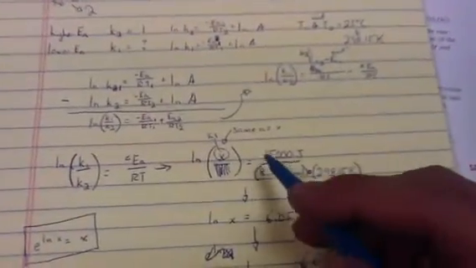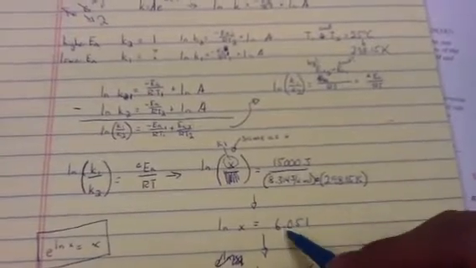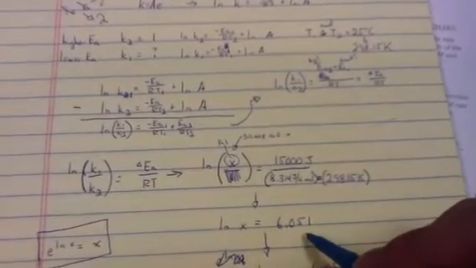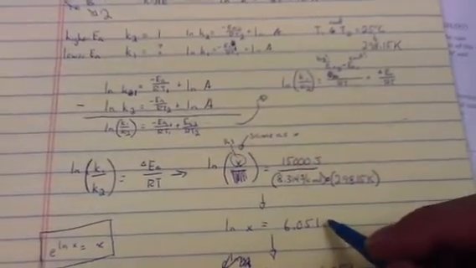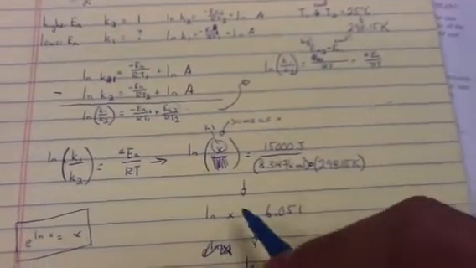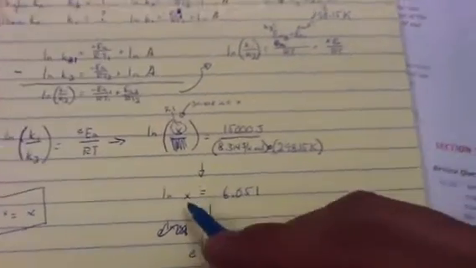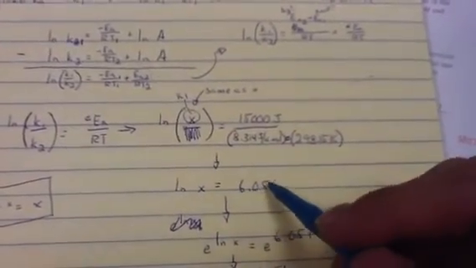So here we go. I can work out the right side. I get 6.051, however many units. I was too lazy to write it down. Don't worry about it. I've got ln of x is equal to 6.051.